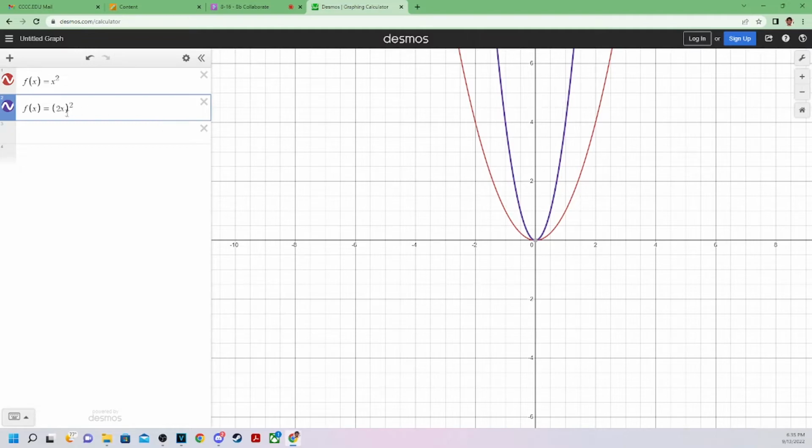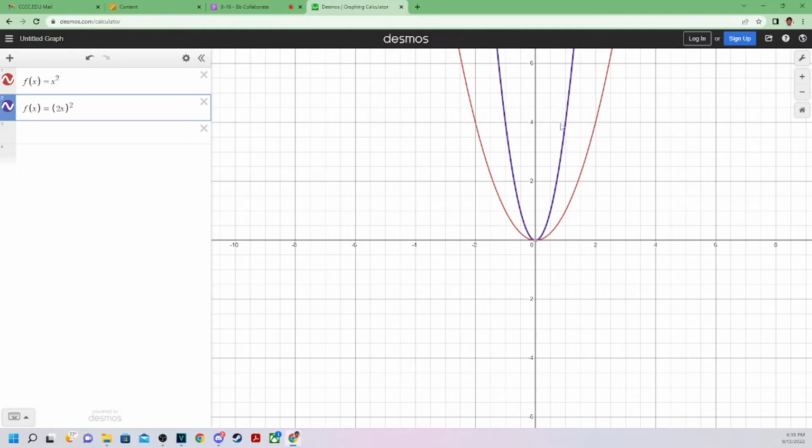Wait, how did they get 4 as an output? Well, notice that 2 has to be squared too. This is a single term. That means we apply the exponents to both of these factors. So it's 2 squared, which is 4, times x squared. And that is why we get 1, 4. Whoops, all the way over here.